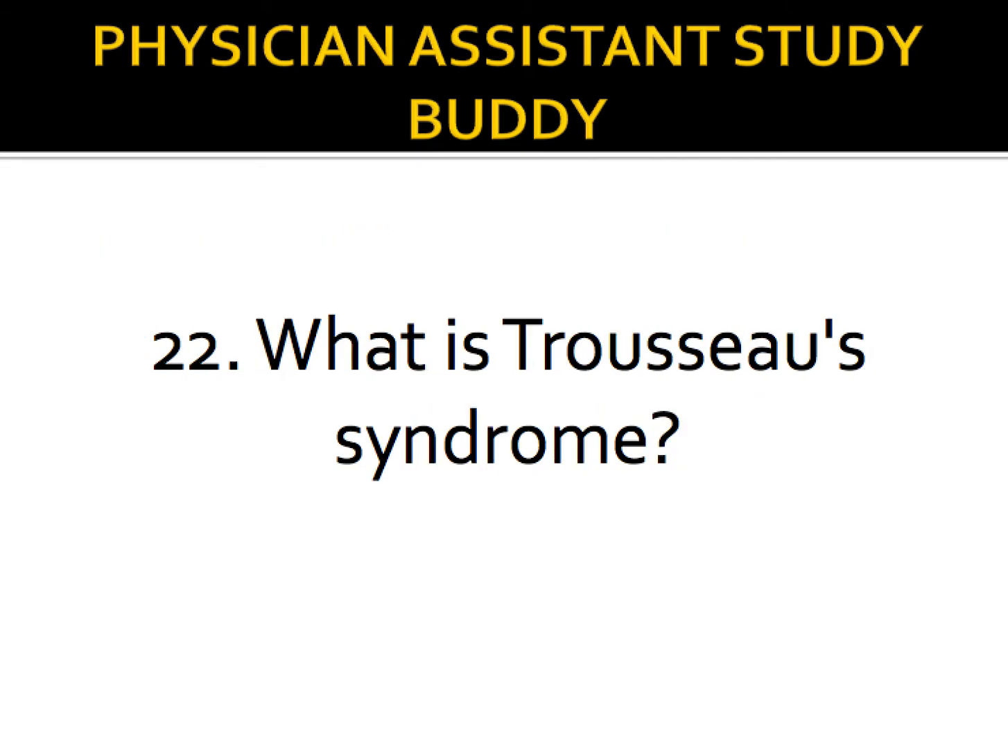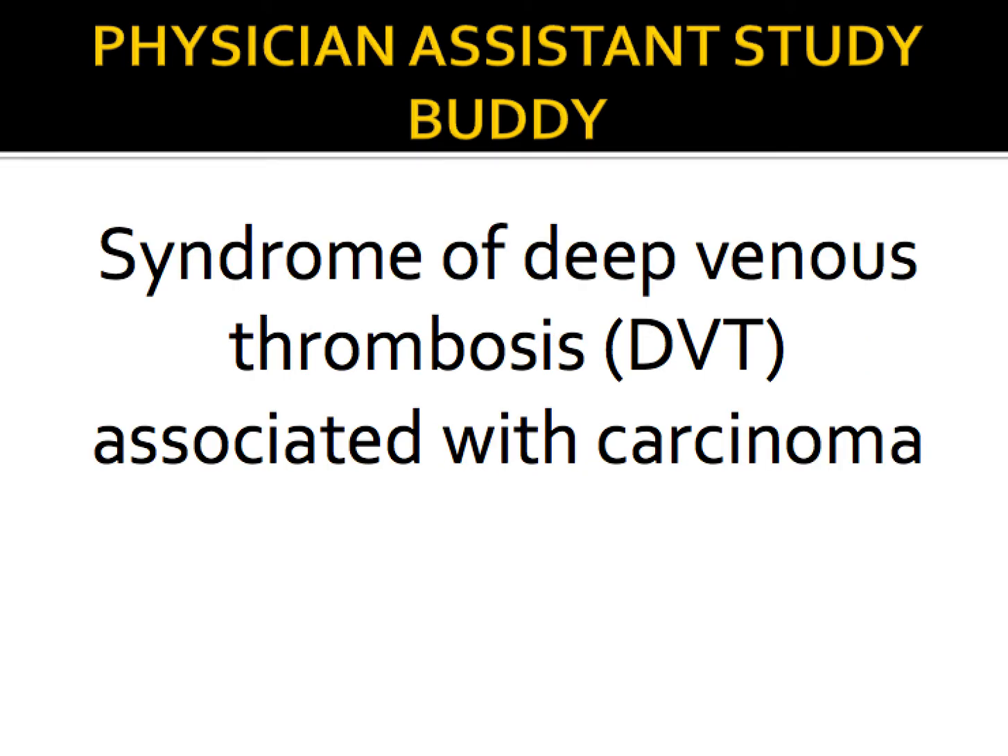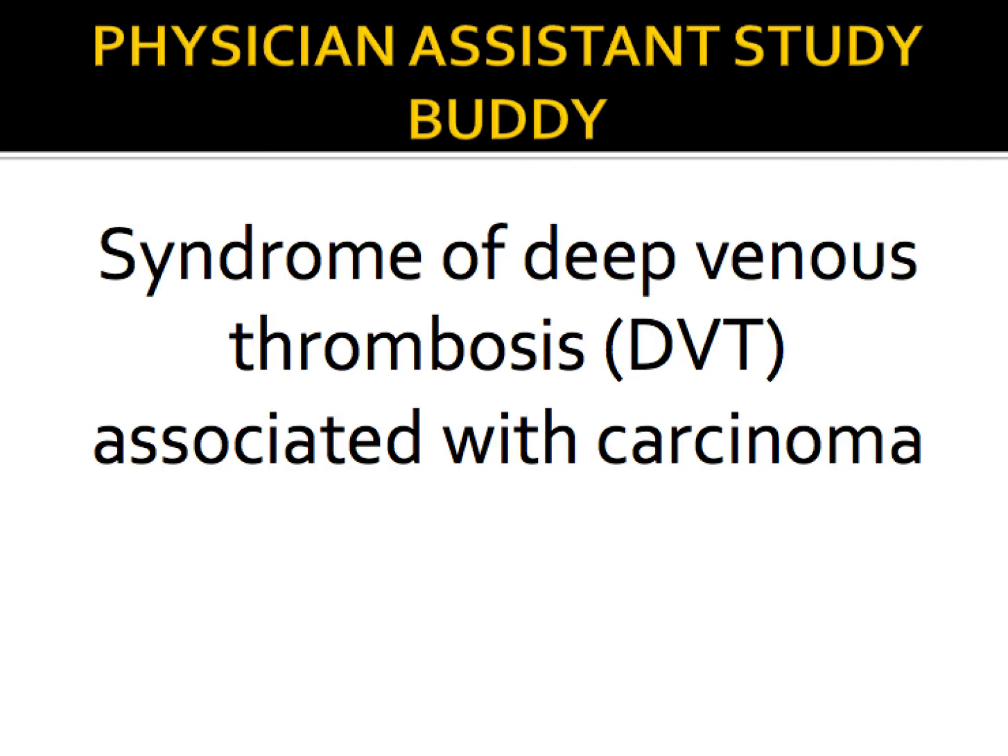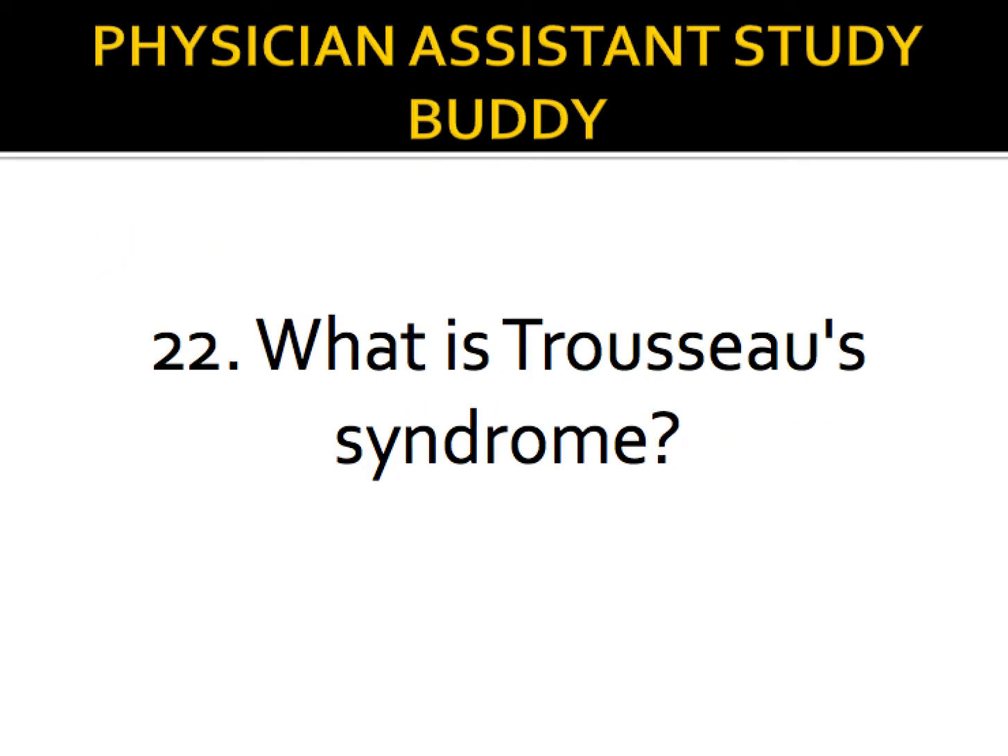What is Trousseau syndrome? That is a syndrome of deep venous thrombosis, DVT, associated with carcinoma. So the best way to see DVTs is Doppler ultrasound. They're going to tell you the patient had a Doppler to show a DVT. They may also tell you the patient has a history of cancer, and they may ask you which syndrome they suffer from, and your answer is Trousseau syndrome. So DVT plus cancer, Trousseau syndrome.